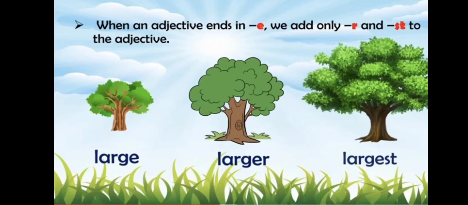Next, when an adjective ends in E, we add only R and ST to the adjective. When you have an adjective that ends with E, then simply you will use R for comparative and you will use ST for superlative degree. Like here, large, larger, largest.